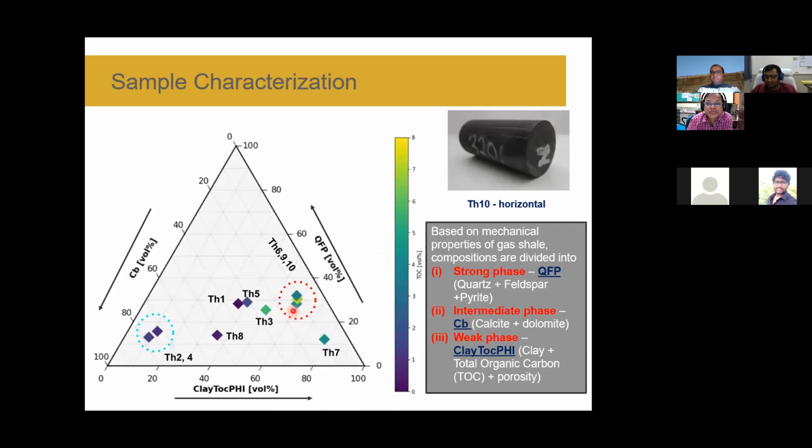So some of the sample characteristics are shown here. By sample characterization, I mean the composition of what kind of rock they are formed of, their mineral composition. These come from the XRD test, which we call X-ray diffraction. We need to take a small powder sample and go through that XRD process, and then you can interpret how much quartz, feldspar, pyrite, carbonate, clay, TOC, etc.